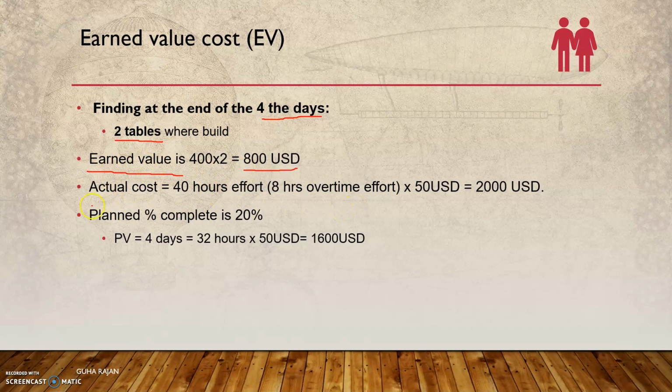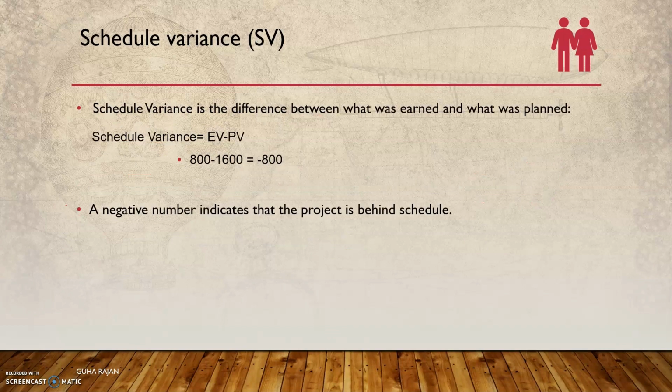Whereas the actual cost is, we have consumed 8 more hours of overtime, and about 2000 USD is spent totally. The plan is supposed to be only 32 hours, 1600 USD is what should have been spent, and you should have made four tables. But there itself, we are having a schedule variance, and of course there is going to be a cost variance as well, because the actual cost, we are spending more, and we are making lesser in quantity as well. Let's substitute with the values.